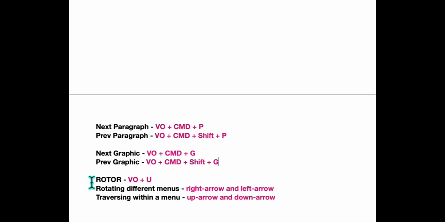Rotor, VO plus U. Rotating different menus within the rotor, the right arrow and the left arrow keys. Traversing from top to bottom within a single menu within the rotor, it's the up arrow and the down arrow keys.